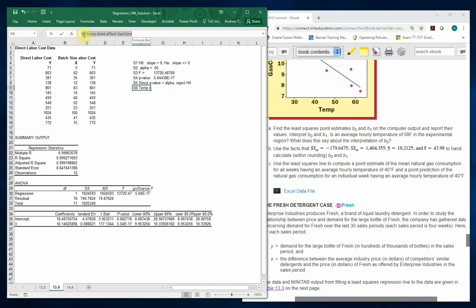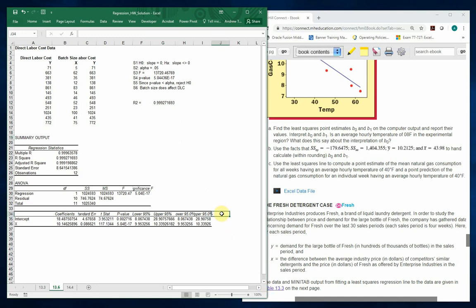So your conclusion is that the batch size does affect labor cost. You can also discuss R squared. R squared is equal to this. And again, that's a stupid high number. Remember, R squared is a number between 0 and 1, so that's really high. So yes, clearly the batch size affects labor costs.